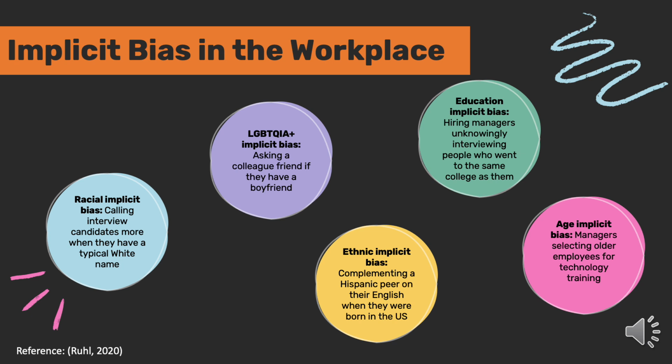Another example includes when hiring managers unknowingly interview and choose people who went to the same college as them. Implicit biases may also be seen as microaggressions against certain ethnicities and appear when a person compliments their peer on their English skills when the peer was born in the United States. Age biases also show up when managers choose older employees for technology training versus their younger peers based on assumptions.